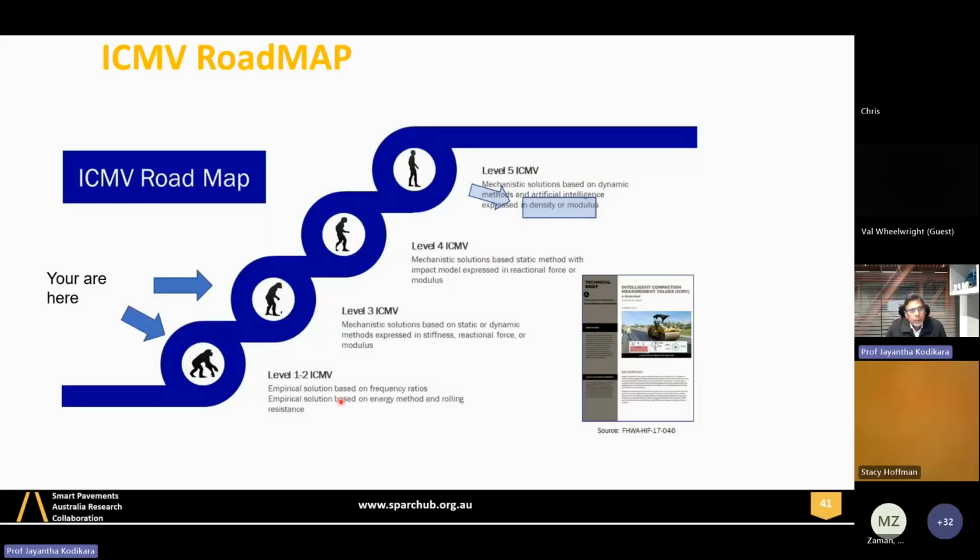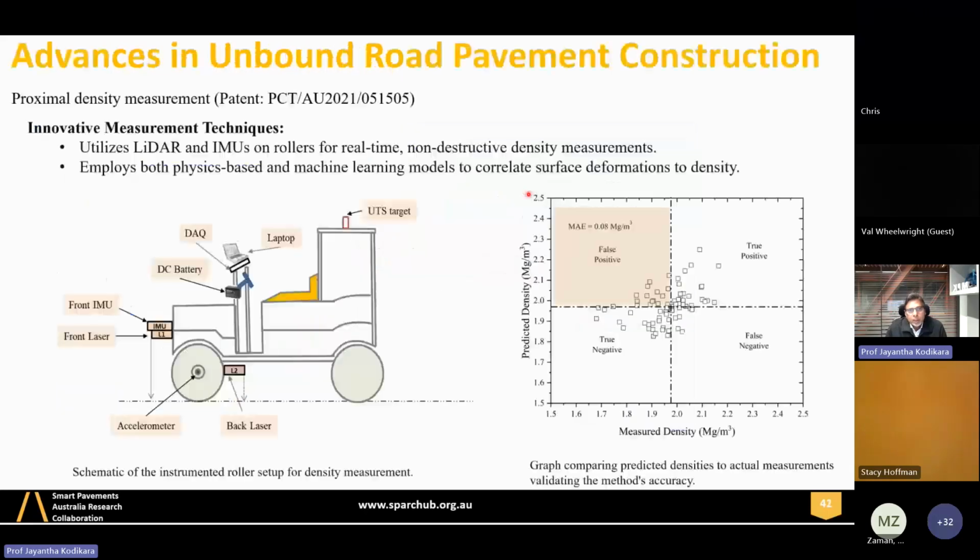In the ICMV map developed by the Federal Highway Administration in the United States, they have 5 aspirational levels. We are currently in levels 1 and 2, which are basically those first CMV kind of parameters, harmonics-based parameters, and the EVIB and kV is the second level, third level. However, we know the problems associated with them currently, but the aspiration level 5 is to directly measure density and modulus using proximal methods, and moisture content will also be interesting. So we have been trying that.